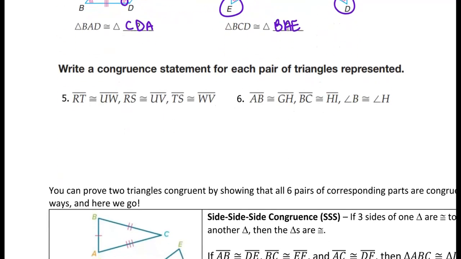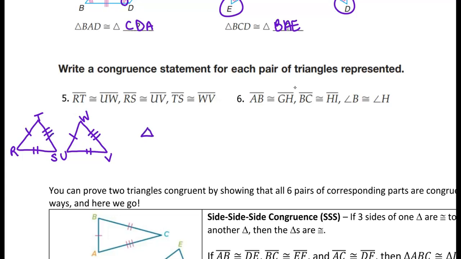So what we're going to do in this next section is actually write the triangle congruence statement, but from the information given to us. If it helps, just go ahead and draw 2 triangles and label them. Start with R and T, put a tick mark, and then U and W on the other one and put the same tick mark. And then we have RS, so put an S there, and it's going to have double tick marks. That's going to match up with UV. And then, of course, our last one is congruent there.